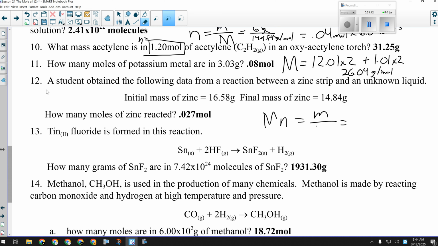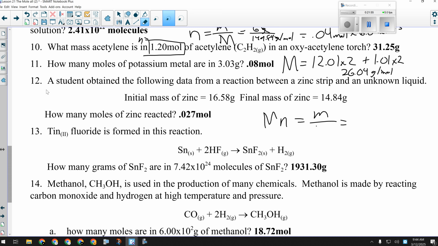Number 12 is a bit of a wording trick. The story is tricky on number 12. It says a student obtained the following data from a reaction between a zinc strip and an unknown liquid. This is the same experiment you did in pair 7 on your reactions lab. You put zinc and hydrochloric acid, and the zinc starts to react and bubble and fizz. If you let that go, you would see that chunk of zinc disappear, because it would essentially be going into solution. When he started, he had 16.58 grams of zinc, but when the reaction was done, he only had 14.84 grams of zinc. They want to know how many moles reacted.